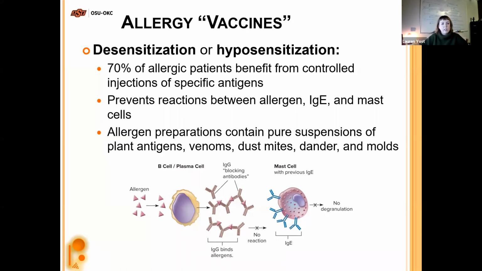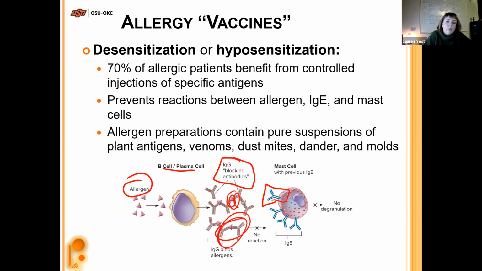Okay, vaccines for allergies. We're using essentially the vaccine mindset to desensitize and hyposensitize someone to a specific allergen. This is how it's going to work. Down at the bottom, we're going to have the allergen be introduced. We have the B or the plasma cell that has IgG blocking antibodies that can block the allergen and bind up with the allergen so that the mast cell that has the IgE that was reacting to the allergen can't react with the allergen anymore. It's being blocked up by the IgG. So we want to produce these. That's the idea.